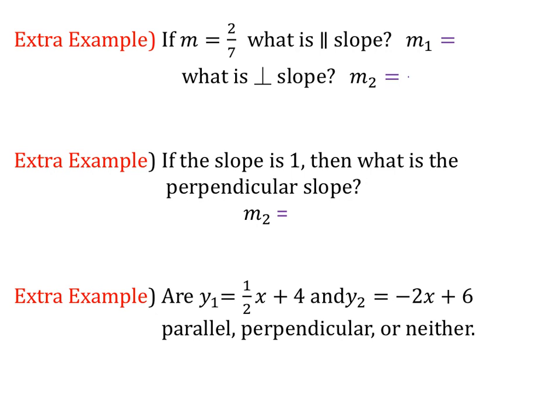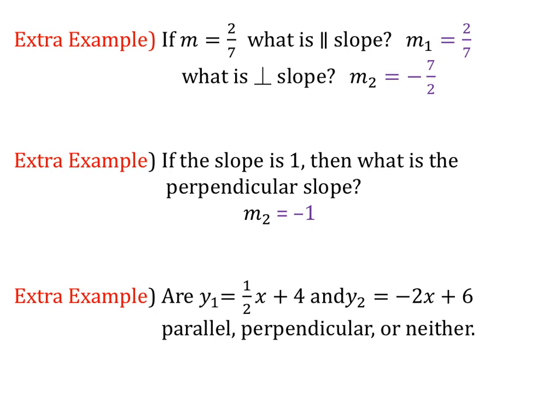Alright, let's do a quick practice with some extra examples. So here we have, if m equals 2/7, what is the parallel slope to this given? So parallel slopes, remember, are equal, so it should be 2/7. So what would be the perpendicular slope to this given slope? We would do opposite, so it would be negative, and flip, so -7/2. Next, if the slope is 1, then what's the perpendicular slope? So we flip, so it's 1, and opposite would be negative. So it's -1.